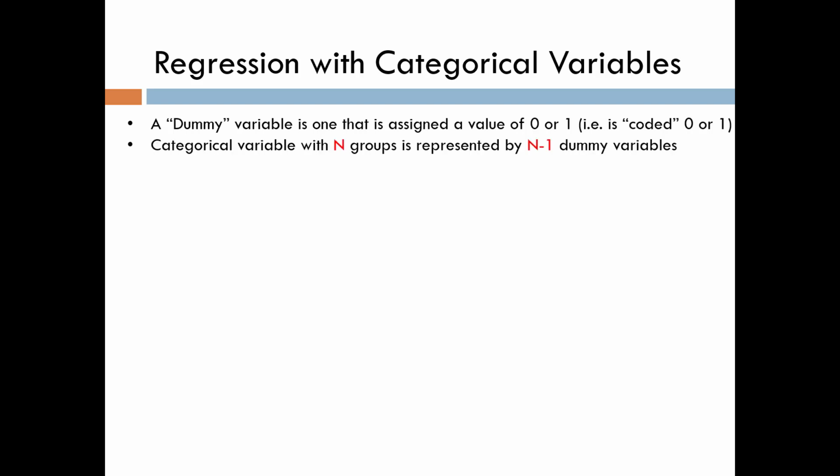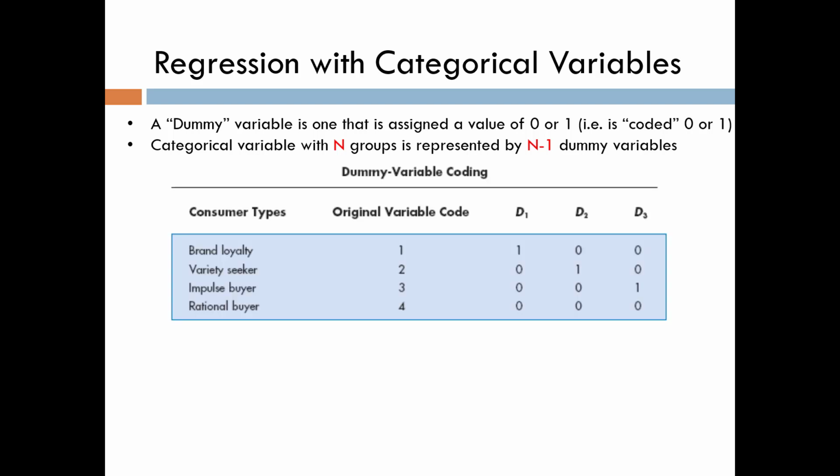What happens when you need to include a categorical variable in your regression that has multiple values? You would need to represent them via a series of dummy variables, each coded 1 or 0. In general, to represent n groups, you need n-1 dummy variables. For example, let's say you want to include consumer type as an independent variable in the model, and there are 4 types of consumers in your sample: brand loyals, variety seekers, impulse buyers, and rational buyers, coded 1 through 4.